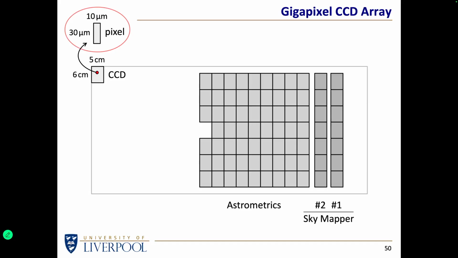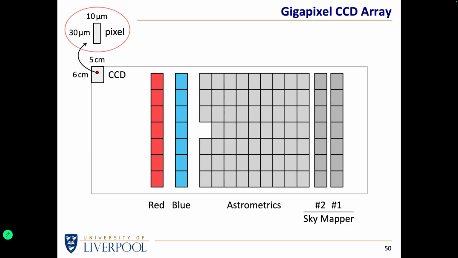In addition, we have a couple of sets of CCDs on the right there. They're called the sky mappers. These are the ones that are responsible for telling the onboard systems, did these stars come from telescope number 1 or did these stars come from telescope number 2?